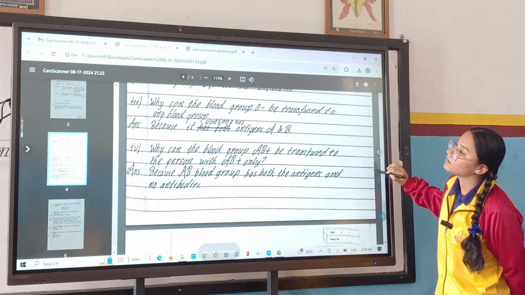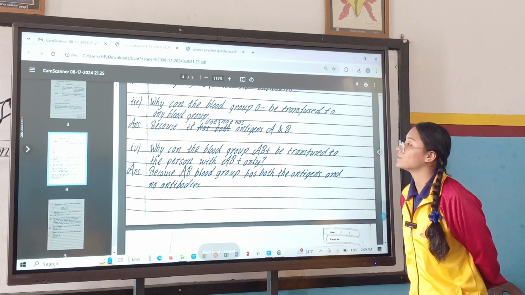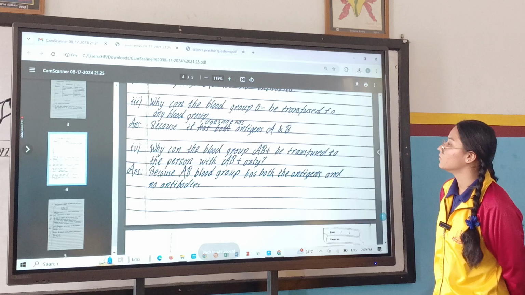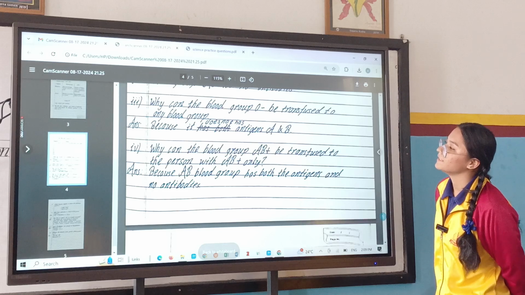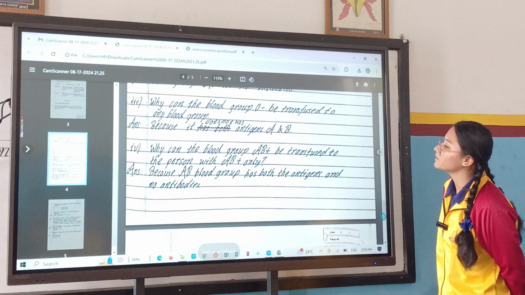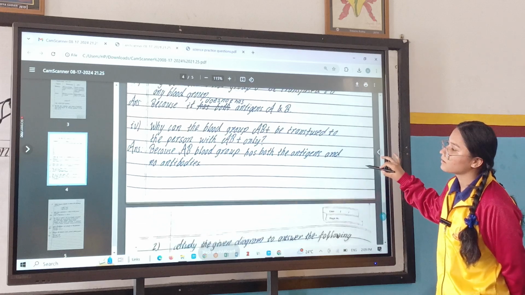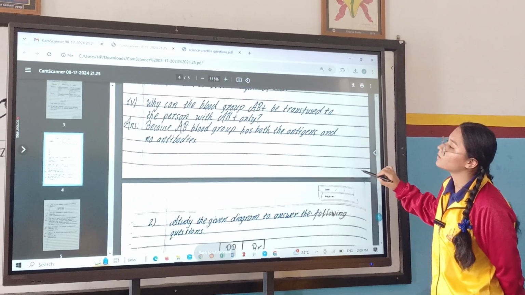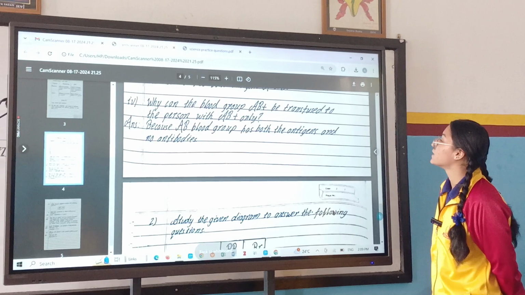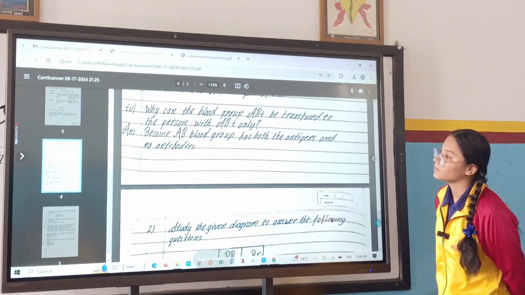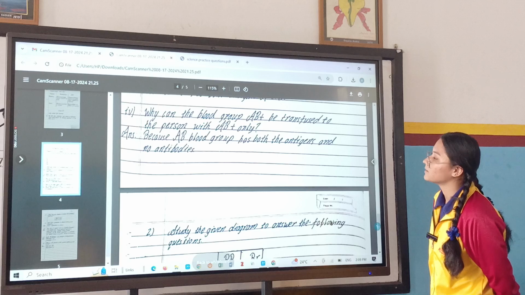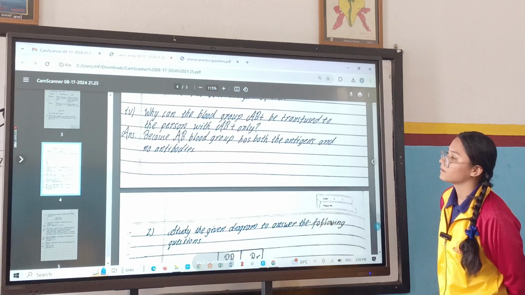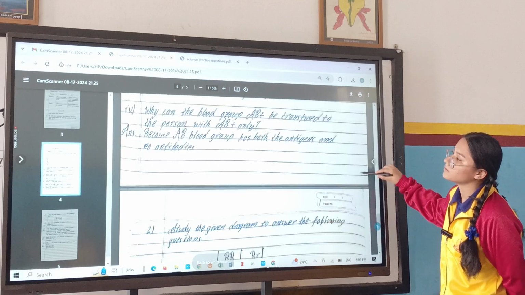Why can the blood group O negative be transfused to any blood group? Because it does not have antibodies A and B. Why can the blood group AB positive be transfused to the person with AB positive only? Because AB blood group has both antigens and has no antibodies.